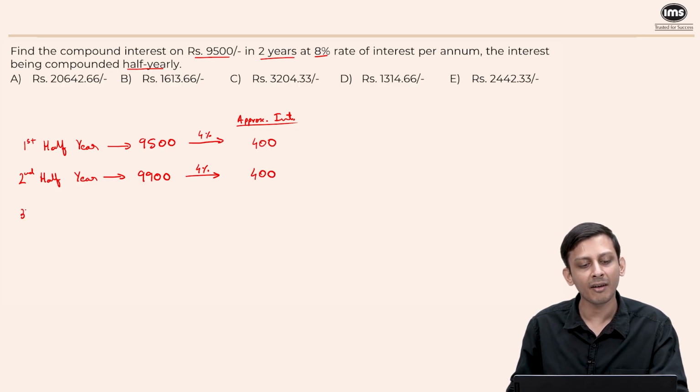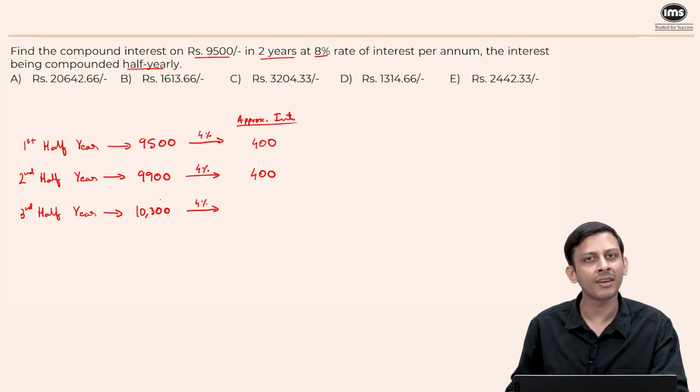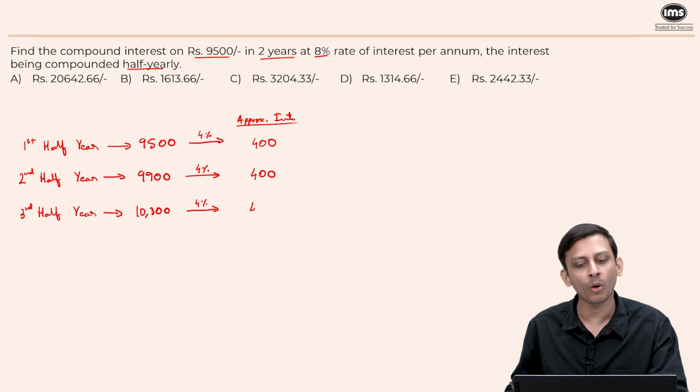If you look at the third half year, 9,900 plus 400, that will be 10,300. 1% is 103, approximately 100. So 4% will be approximately 400. And same thing for the fourth half year. So you don't even have to write everything down. You can just observe that we will get 400 for each of the 4 half years.